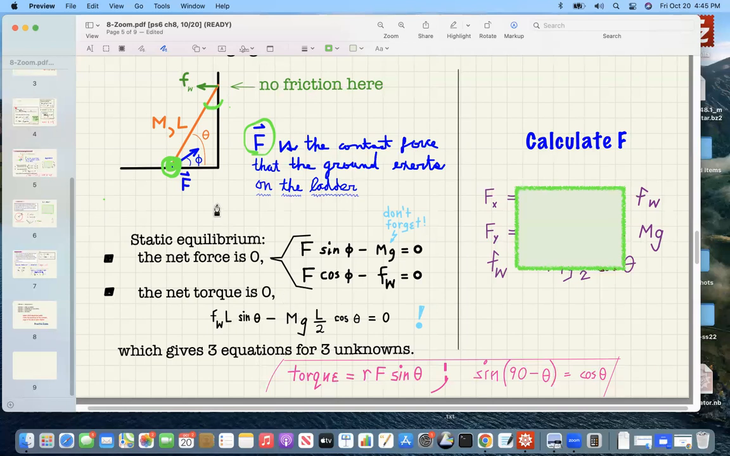The force is mg. The distance can be taken as the distance to the center of the ladder. And then you have to have the sine of some angle, but it's not this angle, it's this angle. And the sine of this angle is the cosine of this angle, because this is a right triangle. So I have this equation for the net torque to be 0. Sine of 90 minus theta is the same as the cosine of theta. Think back to high school trigonometry.